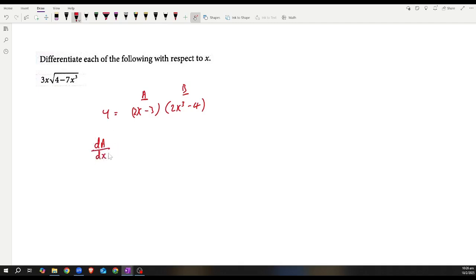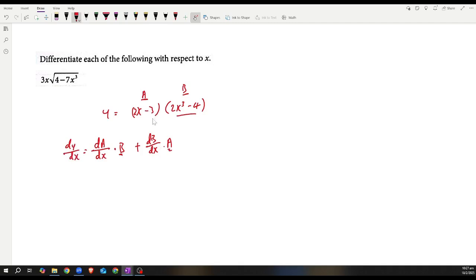This represents what you get when you differentiate A. And then you multiply that by B, right? And then you add that to the differential of B, and then you multiply by A. B and A is just the original terms, right? You leave them as it is. And this will be what you get when you differentiate y.